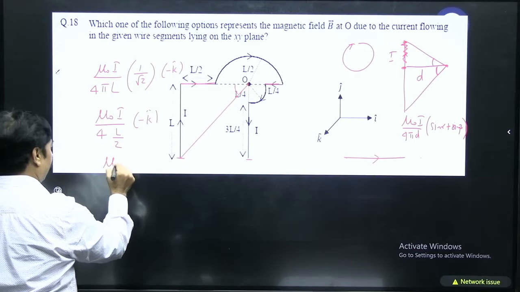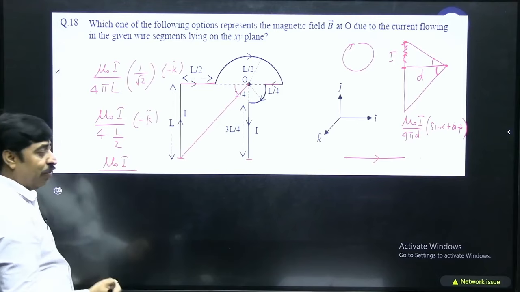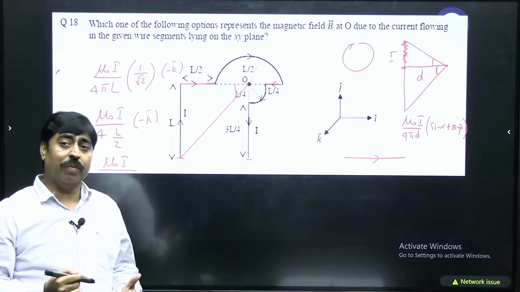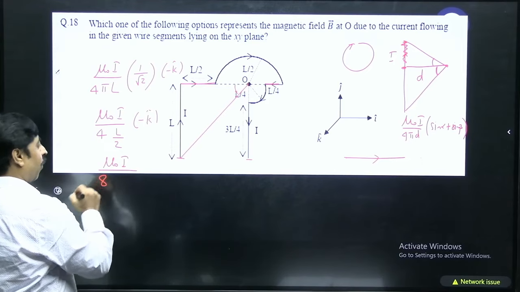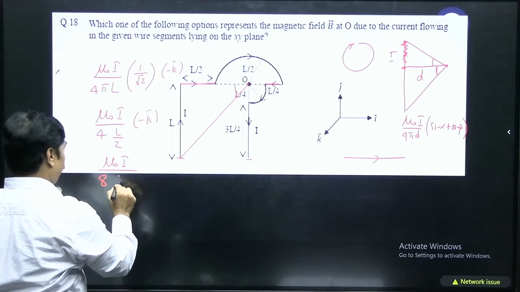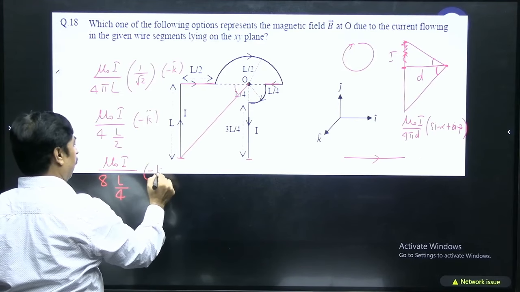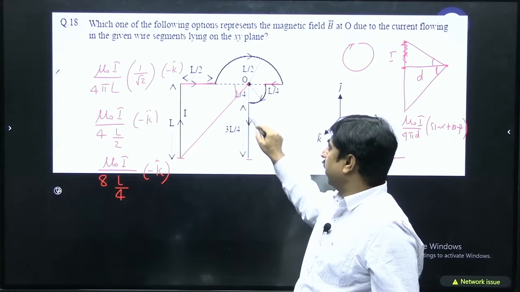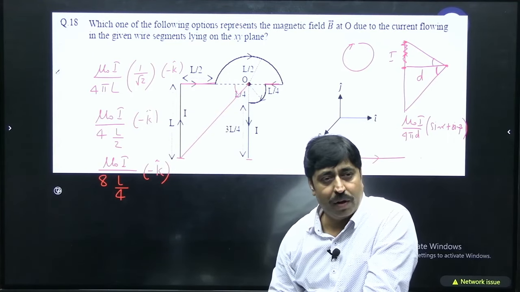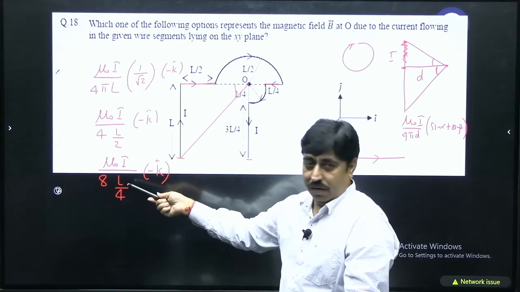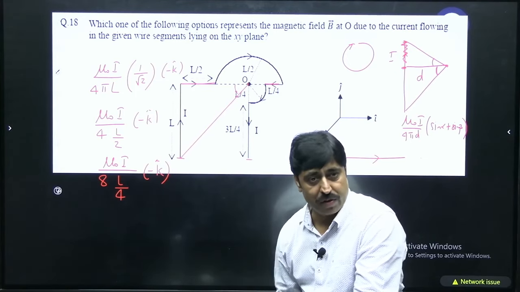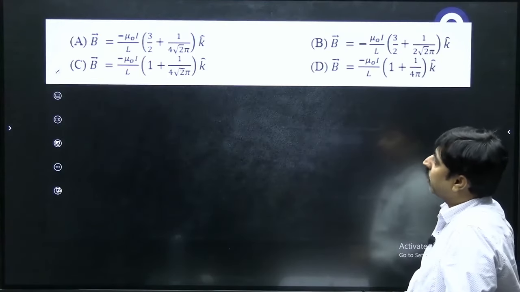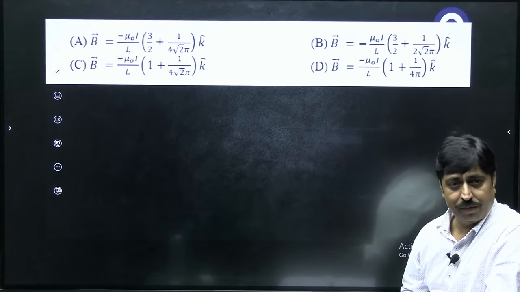So, mu naught I by 2 R is the formula. But 1/4 of that, mu naught I by 2 R, 1/4 of that, mu naught I by 8 R. What is R? R is L by 4. Minus k. Again, minus k. And this again is a straight wire passing through O, so it will not contribute any. So the sum of these three, just this plus this, is our answer. You can yourself choose the correct answer from the options given.